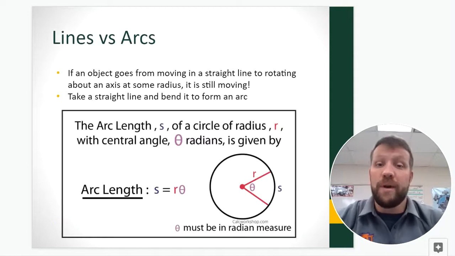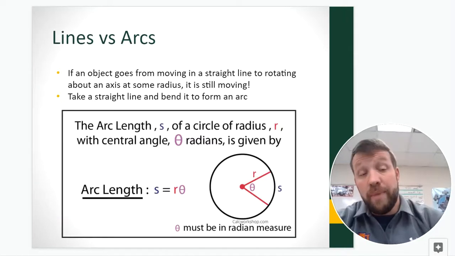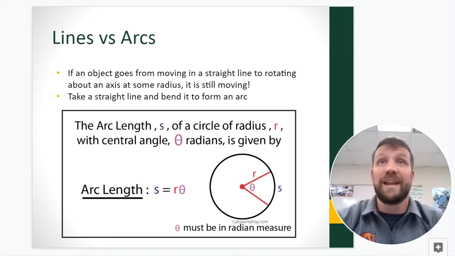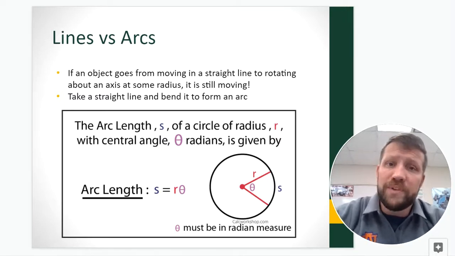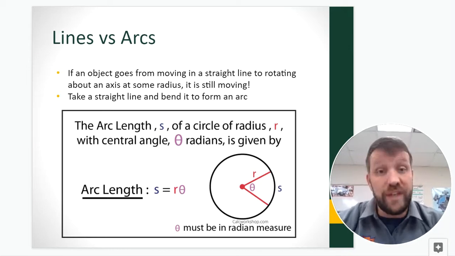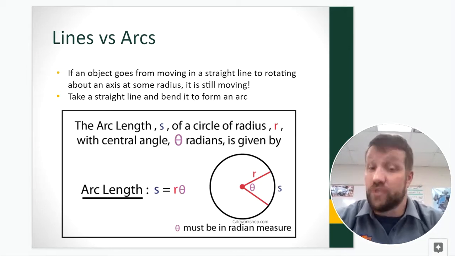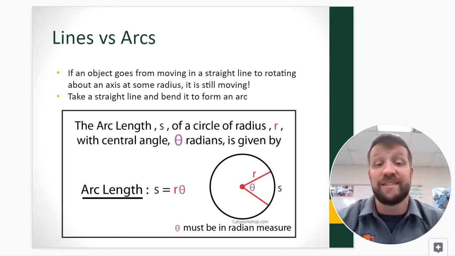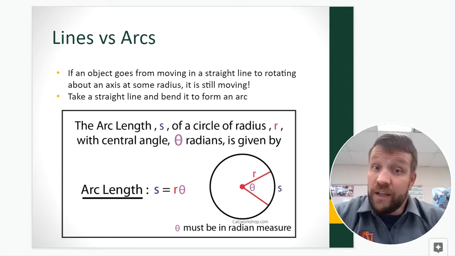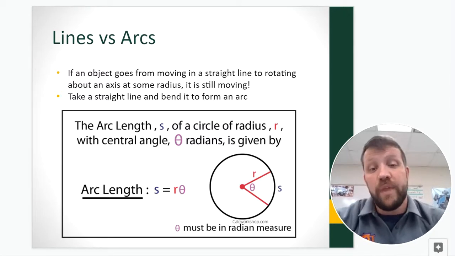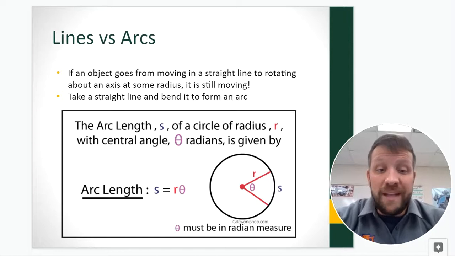All right. First thing we need to do is talk about how things move in a circular pattern as opposed to a linear pattern. So up to this point, we've investigated how things move in a straight line or potentially with vectors in 2 dimensions at once, but it's time to see what happens when they rotate, when they start moving continuously in a circle. So if an object goes from moving in a straight line to rotating about an axis, it is still moving, so we need to still consider it part of motion and part of kinematics that we learn in this class.